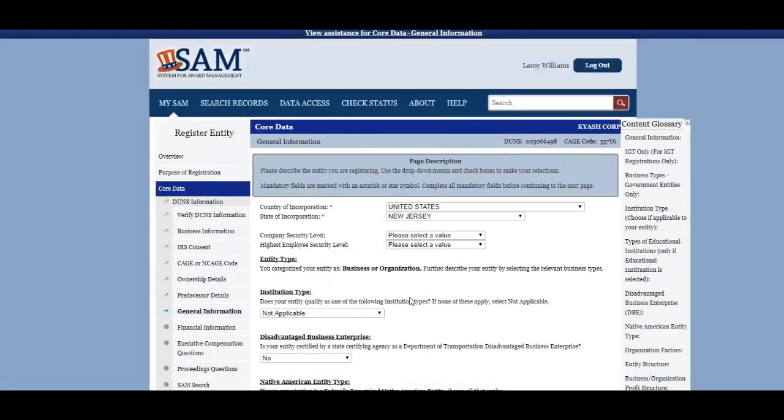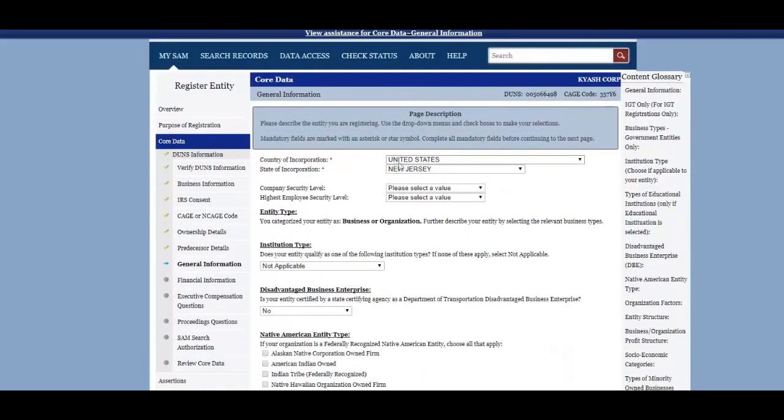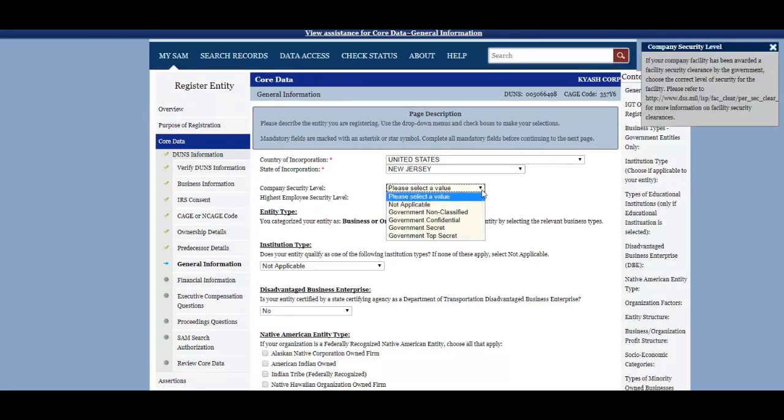Okay, we are at general information. Again, here's KYASH Corp, our DUNS number, our CAGE code. Now, we have filled in country of incorporation, United States, state of incorporation, New Jersey. Company security level, let me take a look at that. That right now would be not applicable. You can see here we have a drop-down box of the various levels of security clearance for the company. That would be not applicable because we do not have a security clearance.